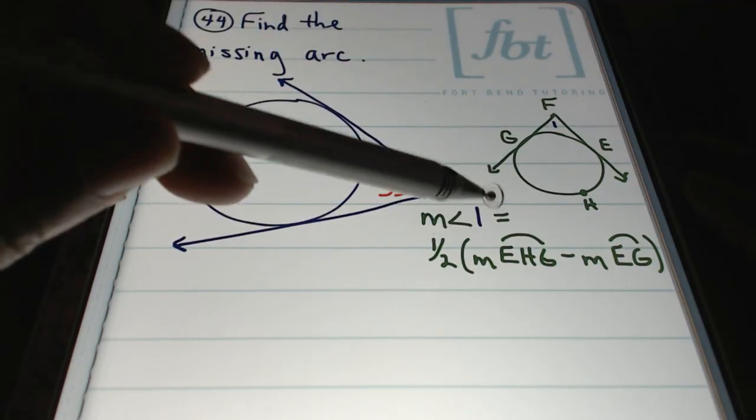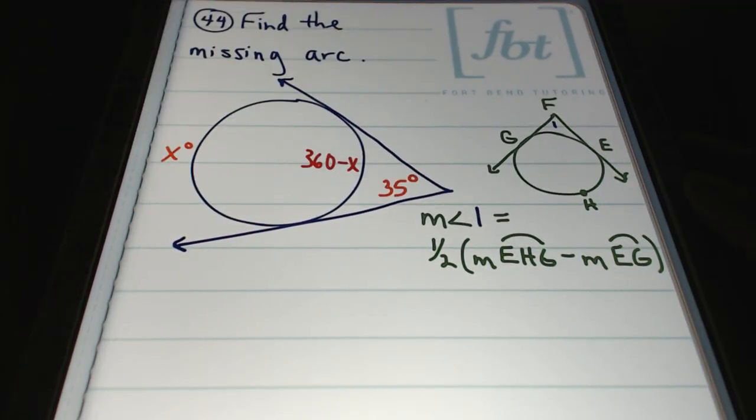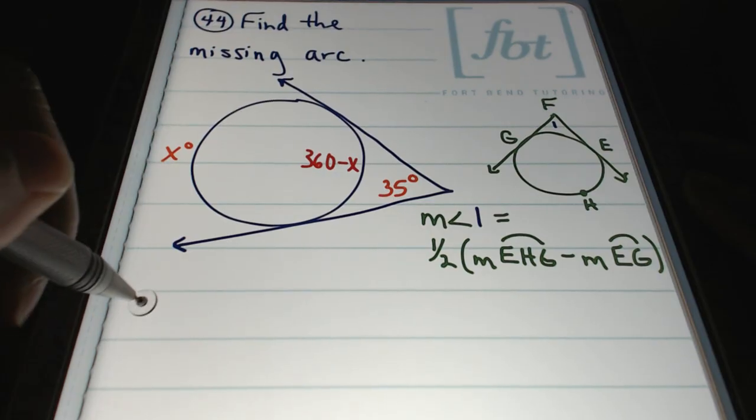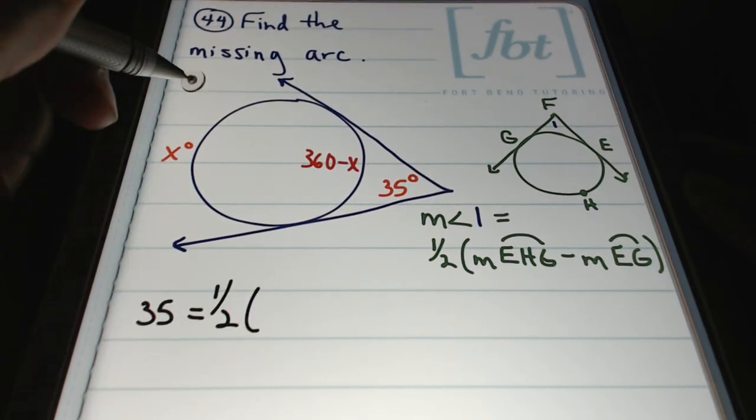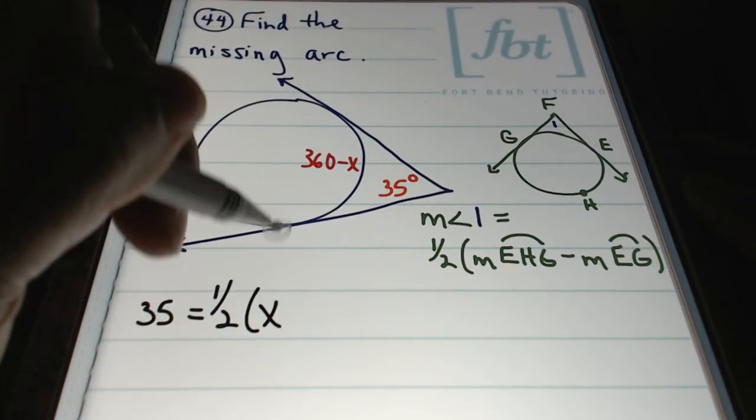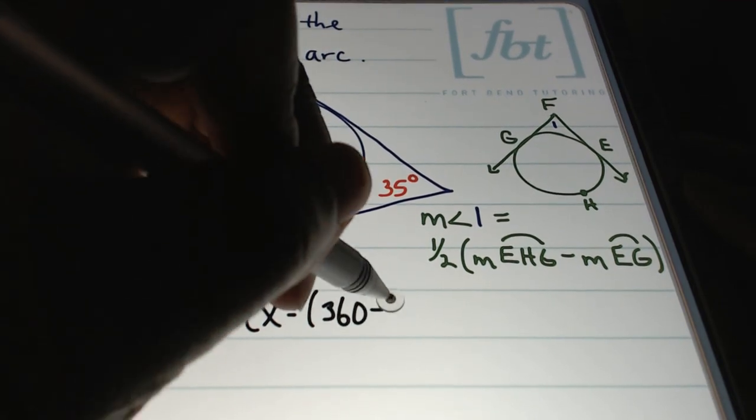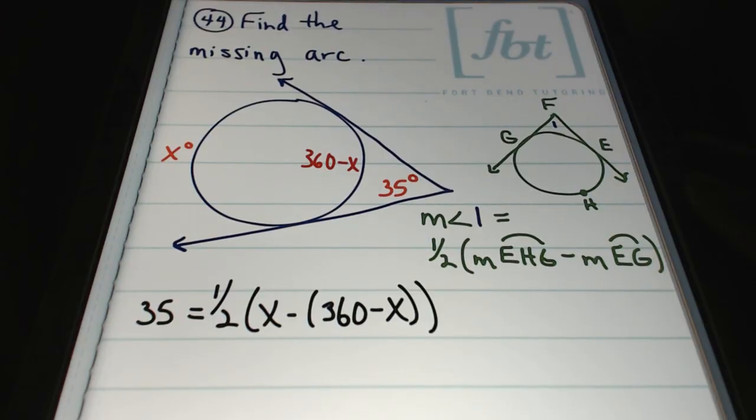From here, we can use the following formula, guys. As you see, I have my notes here for you. In order to set up our equation, we know that this angle measurement up here, this 35 degrees, has to be equivalent to half of the difference of the major arc, which is x in this case, minus our value of the minor arc, which is 360 degrees minus x. So this is going to be my initial setup for this problem.